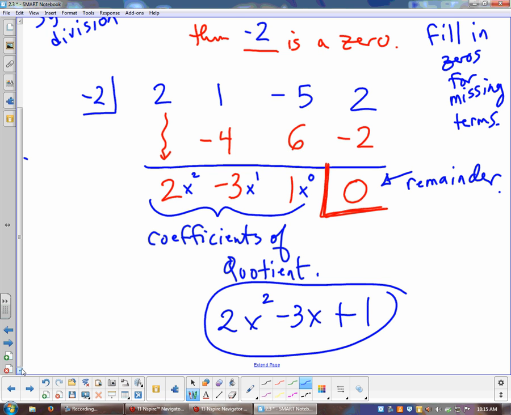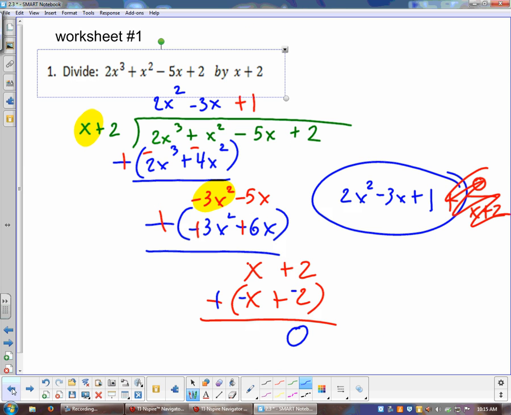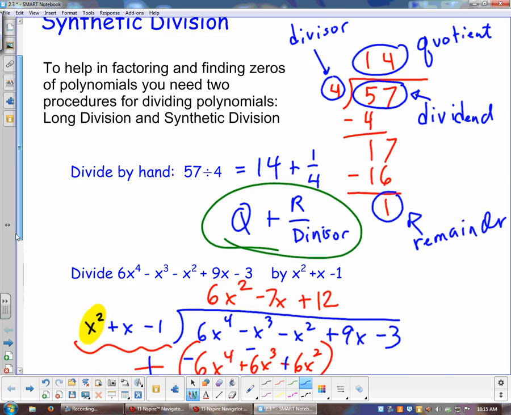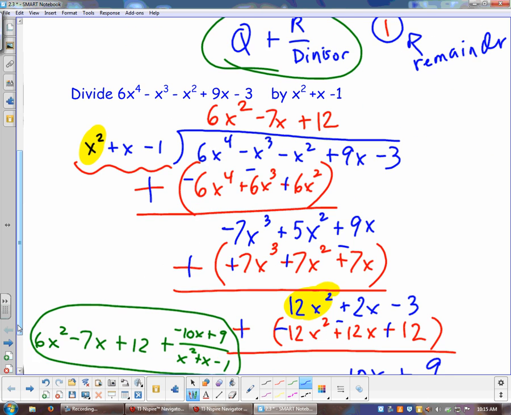The question was, do we get to choose which one we want to do, or do we have to know how to do both? Well, the answer is you do need to know how to do both. I will be asking you on a quiz or a test, divide this by long division, divide this by synthetic division. But there is a limitation to synthetic division. You can only do synthetic division if you are dividing by x plus a number or x minus a number. So could we have done synthetic division on this one? No, we would have to do long division on this one.